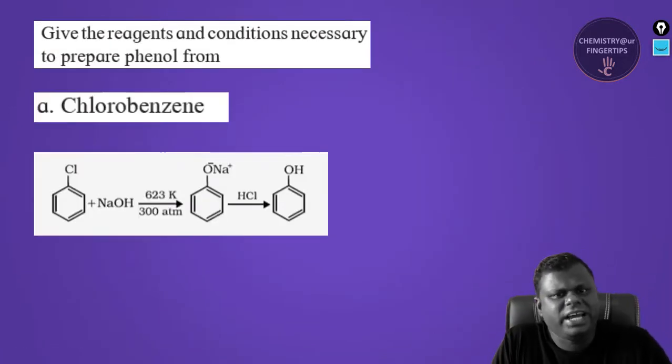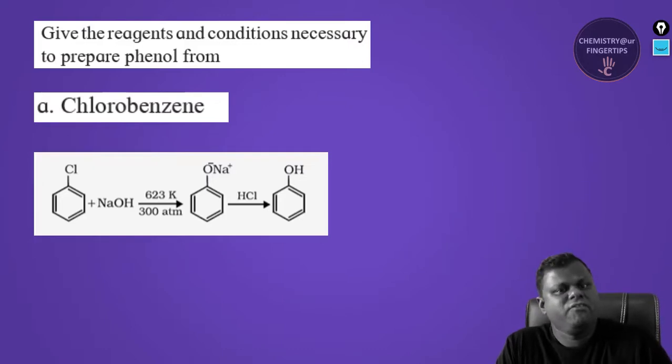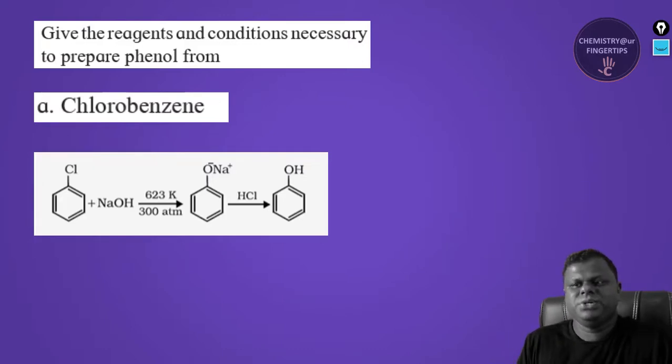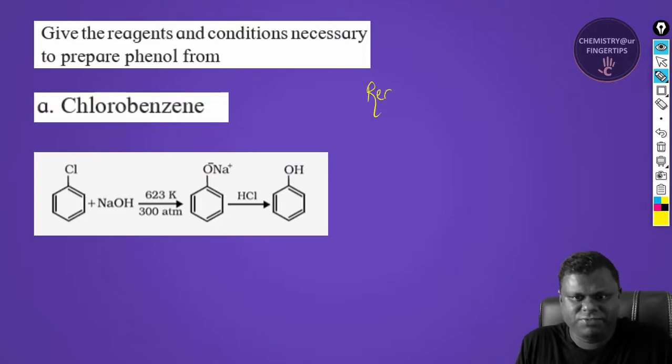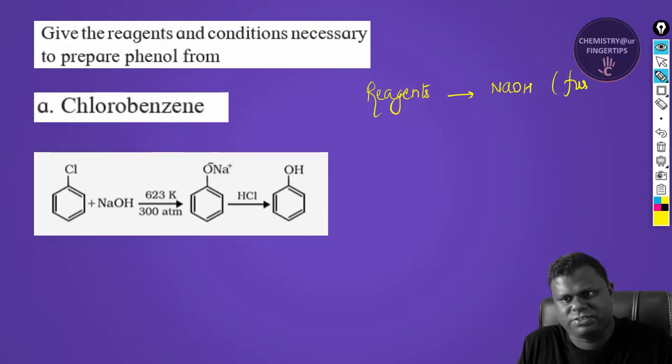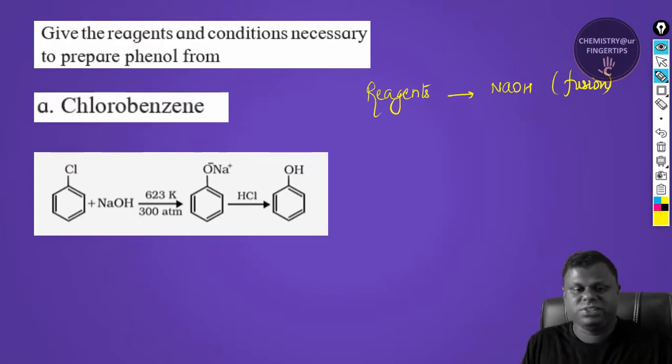Okay, give the reagents and the conditions necessary to prepare phenol from chlorobenzene. So you already know this is nothing but your Dow process, right? So what are the reagents? The reagents, let me be very specific. They have asked about the reagents. The reagents are going to be NaOH, okay? And it's going to be fusion first, right? It's going to be fusion, correct? And you can say solid NaOH.